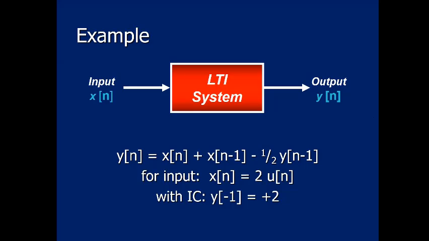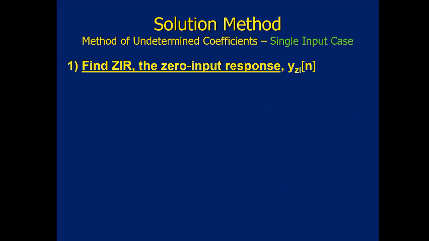And let's begin with an initial condition. So the system's not at rest, it's not relaxed, and the output at index n equals minus 1 has a value of plus 2. And so we'll use this system with this input and these initial conditions to determine what is the total output of the system going to be for this case. So we have y of minus 1 is plus 2, and then we apply a new input to it, 2u of n, and our job is to figure out what is y of n going to be for n greater than or equal to 0. Okay, let's follow the method. First, we find the zero input response.